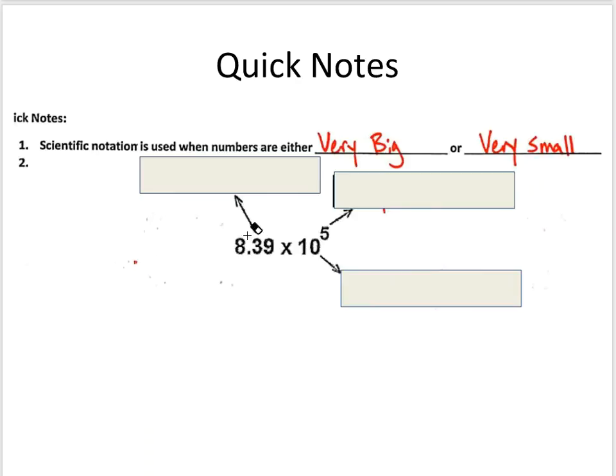We're going to start with this 8.39 part. This part out in front has a name, and it is called the mantissa. I would love to know where that name comes from because it's very fun to say, the mantissa. The next part where it says times 10, this is called our base.